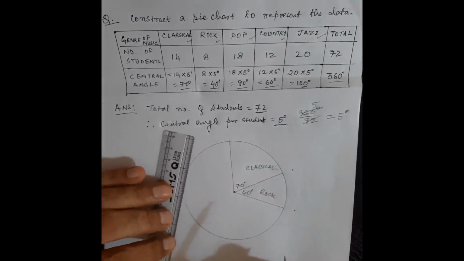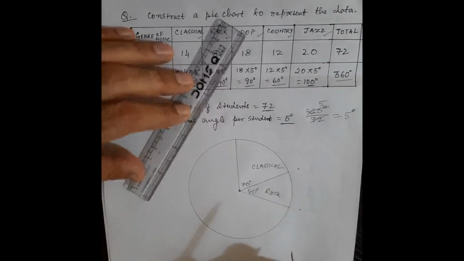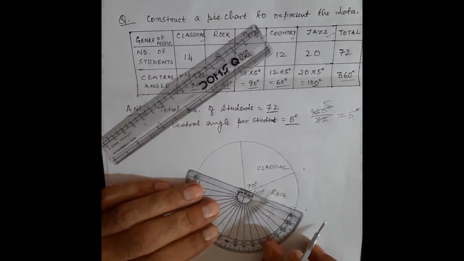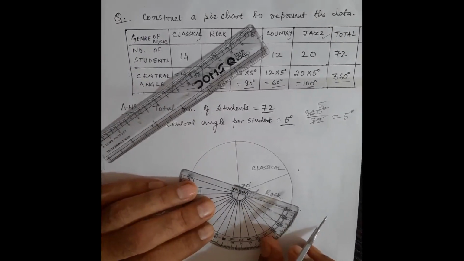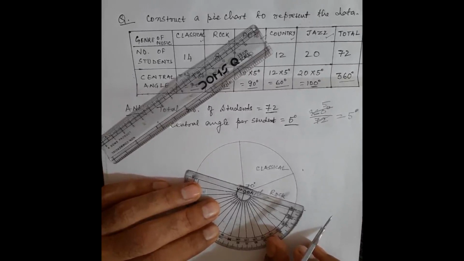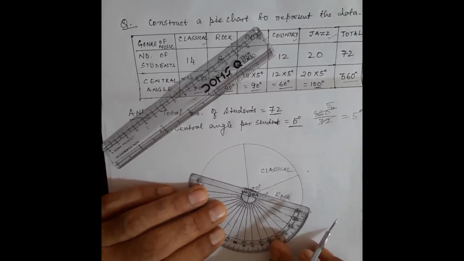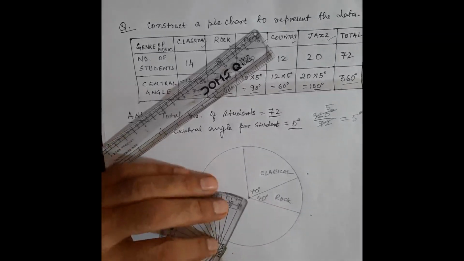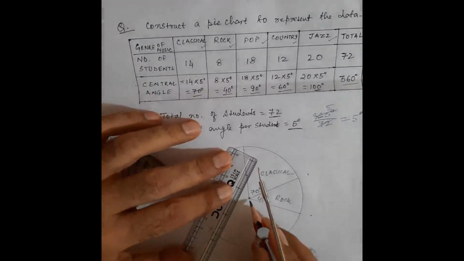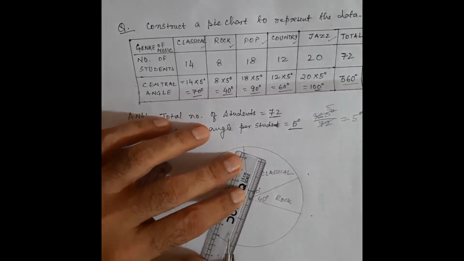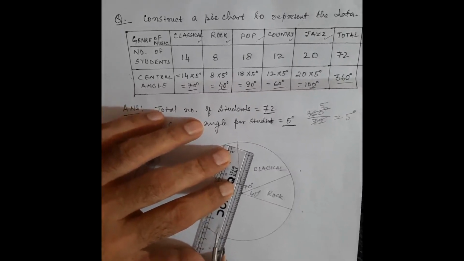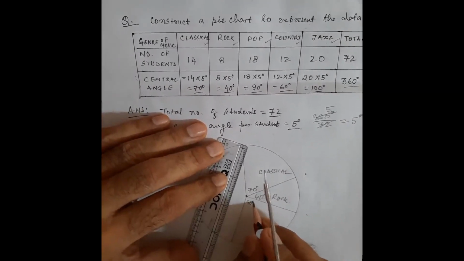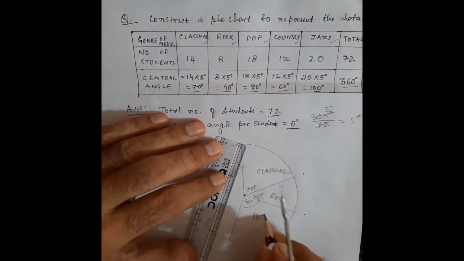Alright, now coming to the third, which is pop music. Pop music is 90 degree. Again we will measure 90 degree from here, 90 degree from the center. I hope you are noticing how to measure the angle. Every time we are using the radius which is ending with the component, the last component. So 90 degrees here, we will join this again to get our sector for pop music. This is 90 degree and this is pop music.